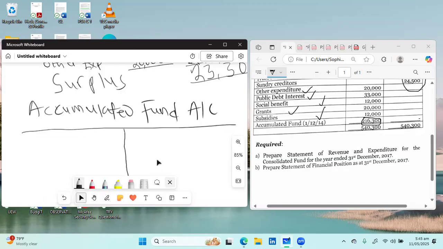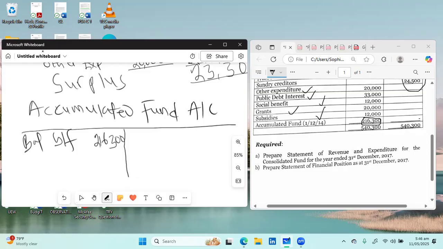Now, don't forget, I said this accumulated fund at default should have a credit balance. So if it is at the debit side, that means in the previous years, they made a loss. So we'll say balance brought forward, because it's at the debit side. 216,300.